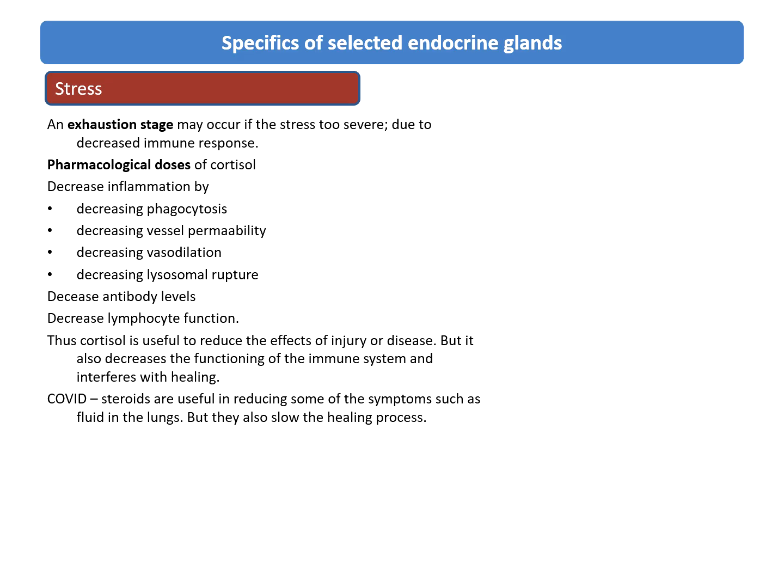With COVID, steroids were found to be useful for COVID patients by reducing some of the symptoms such as fluid in the lungs. The drawback is the steroids would slow the healing process.